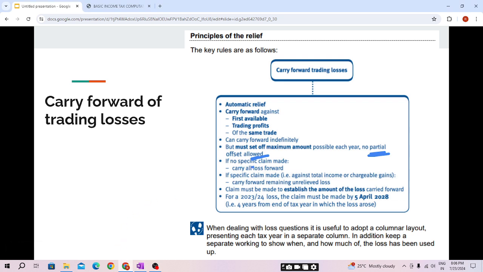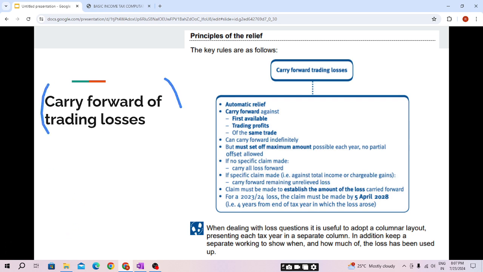If no specific claim is made, students, carry all loss forward. So if we have not made any claim, we have already seen it will be carried forward. If a specific claim is made against total income or chargeable gains, carry forward the remaining unrelieved losses. So students, if no claim is made, carry forward the loss. If a specific claim is made against the total income or chargeable gains, then carry forward the remaining unrelieved losses.